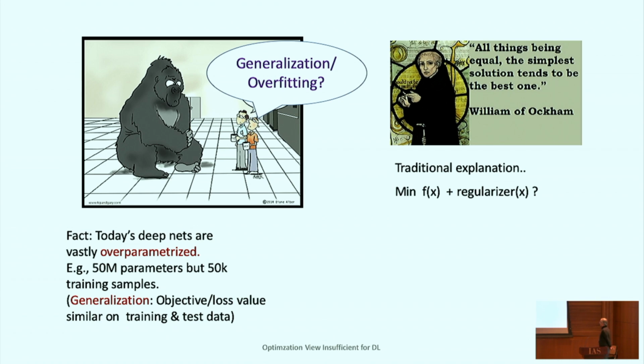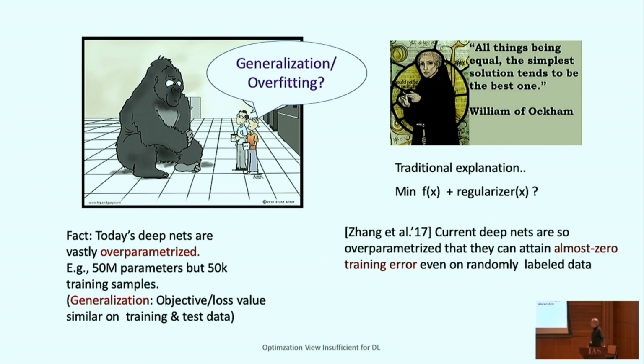And the traditional explanation, because people are so invested in or so absorbed in the optimization view, is that, well, there's a regularizer. Okay, so there's an objective f of x, and you regularize, which constrains the capacity of the model. So those 50 million parameters are not actually there. The regularizer is somehow taking care of them.